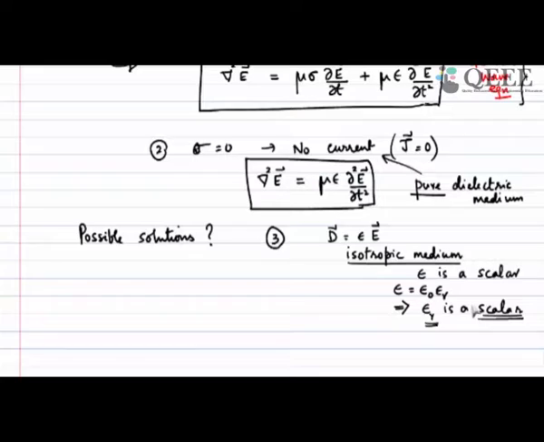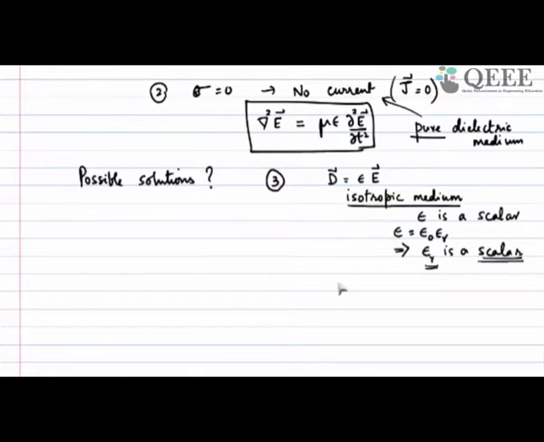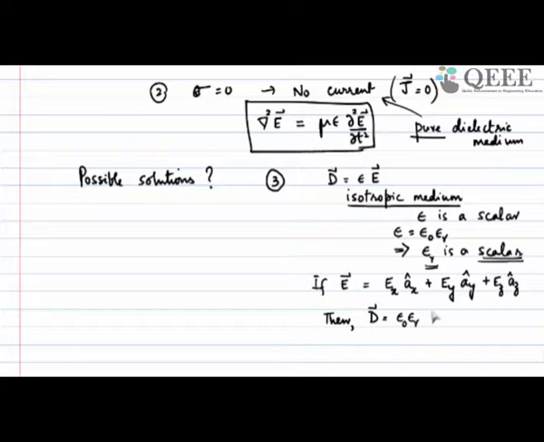What does this mean physically? It means that if I apply an electric field having components Ex Ax plus Ey Ay plus Ez Az, so if E is the applied field, then my D is epsilon 0 epsilon r times Ex Ax plus Ey Ay plus Ez Az.